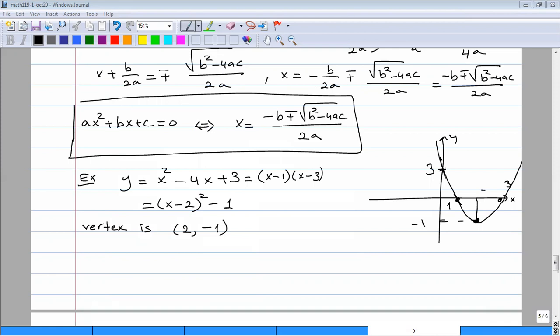So if you take x equals 0, we see that the y-intercept is 3. All right, any questions about parabolas? Can we use the differentiation method to find the vertex, using the derivative of the equation? Yes, but we don't know what the derivative is yet.